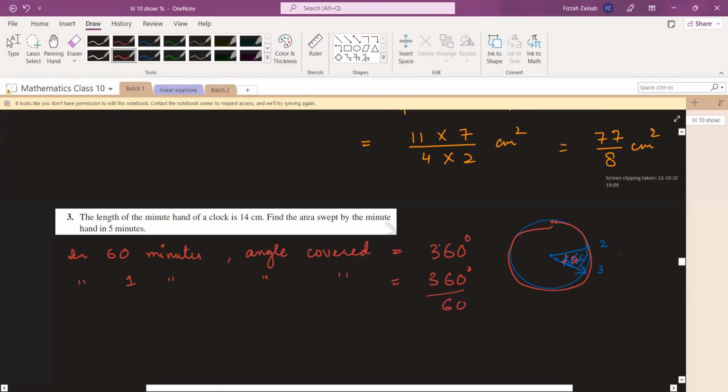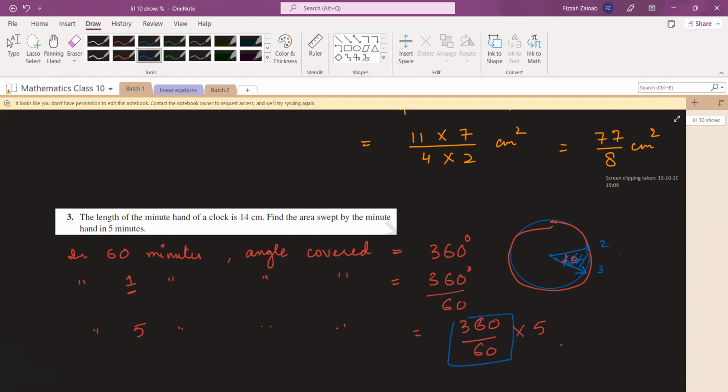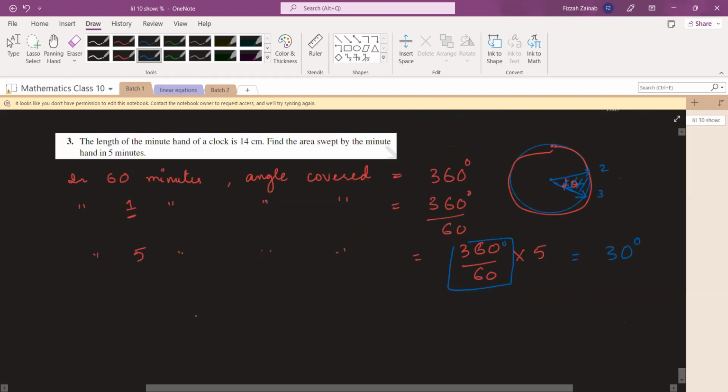Unitary method, right? In 60 minutes, 360. So we find 1 minute, which is 360 by 60. And then in 5 minutes, the angle covered will be 360 divided by 60 into 5, right? This is the angle in 1 minute and then you multiply by 5. So you get the angle in 5 minutes. Is that okay? Yeah, ma'am. So this is the value of theta in 5 minutes. Now you can simplify it and see what you get here. So 0, 0 goes out, right? 6 into 6 is 36, and then 6 into 5. So you are getting 30 degree. So your theta in this question is 30 degree.